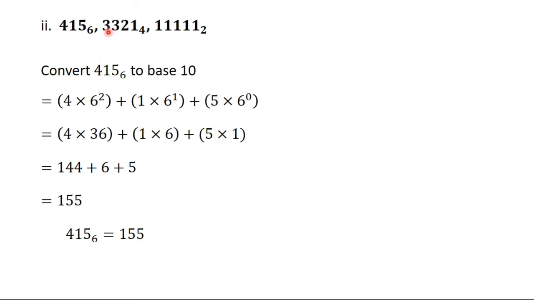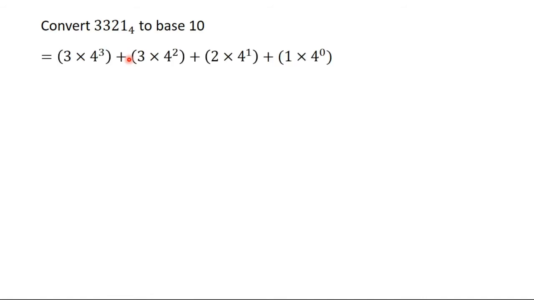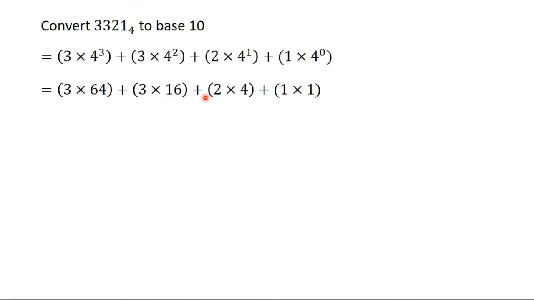The next is to convert 3321 base 4 to base 10. So in converting, you are going to have 3 times 4 exponent 3 plus 3 times 4 exponent 2 plus 2 times 4 exponent 1 plus 1 times 4 exponent 0. So if you do the multiplication, we have 3 times 64 plus 3 times 16 plus 2 times 4 plus 1 times 1. You do the multiplication here, you are going to have 192 plus 48 plus 8 plus 1. You add everything here, we are getting 249.